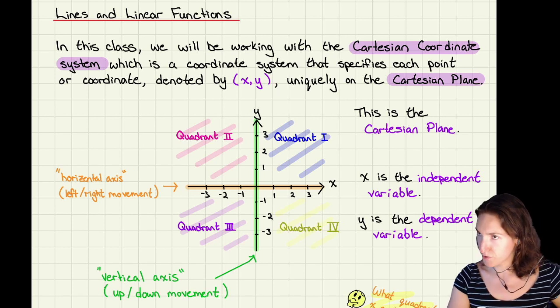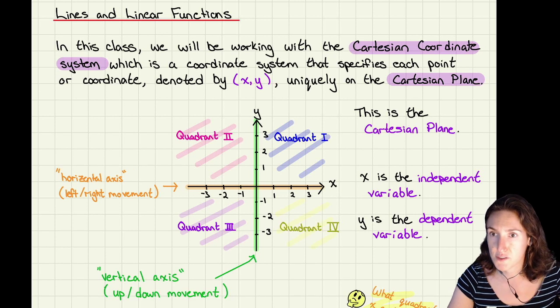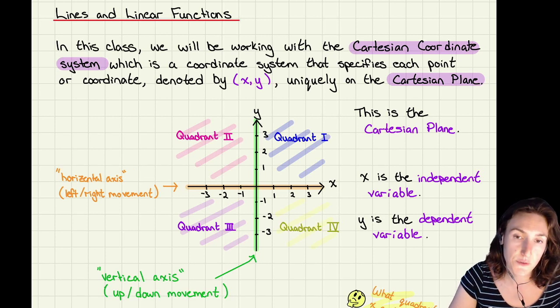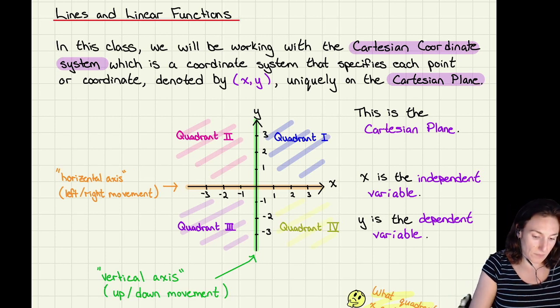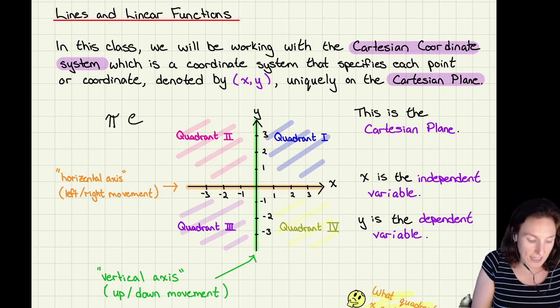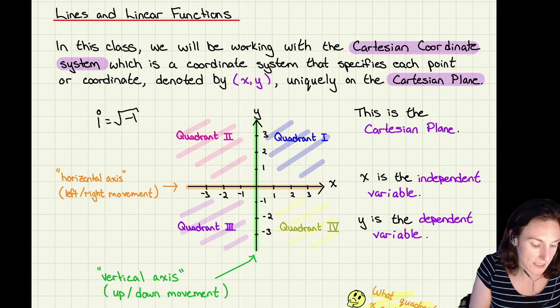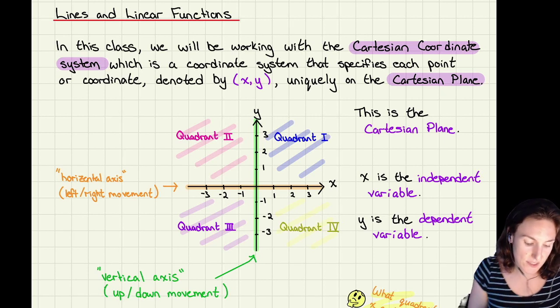So like integers, 2, -2, 1, 0, fractions, 1/2, -1/2. Irrationals are included, so numbers like pi, e, anything that's a real number. We're not going to be dealing with complex numbers, so i, which is equal to the square root of -1. We're not going to be dealing with those types of functions in this class.